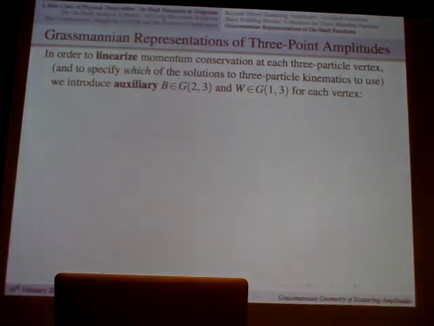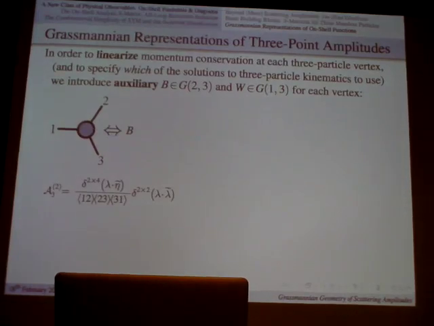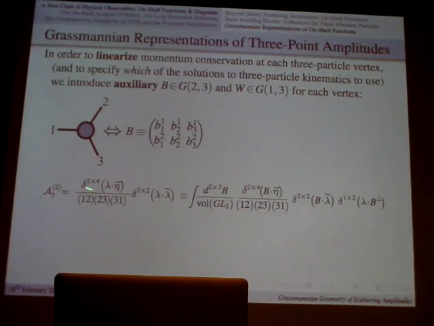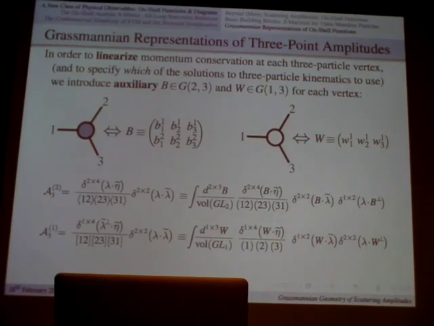So the idea is that with every single blue vertex, you introduce an auxiliary 2x3 matrix, a 2-plane in 3 dimensions, and with every white vertex, you introduce an auxiliary 1x3 matrix. And you rewrite this nice amplitude. This numerator depends on the theory. This is what it would be in N=4. But anyway, you can rewrite that if you have a particular theory in mind. And let me explain this equation in just a second. So you introduce these auxiliary variables, W and B, to represent this.